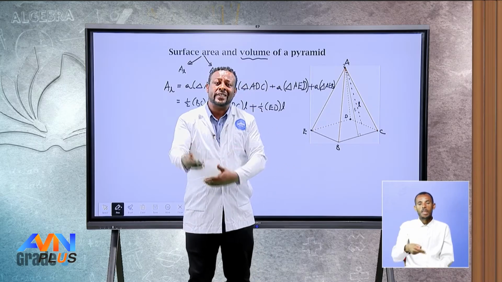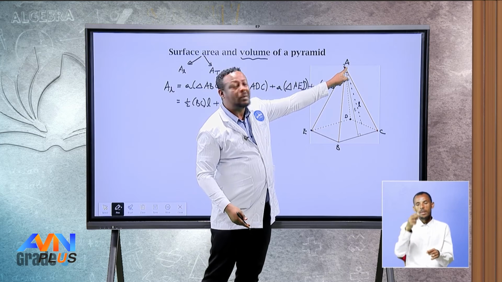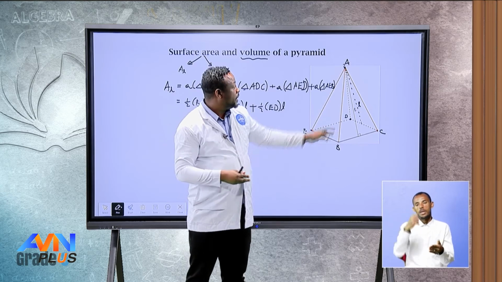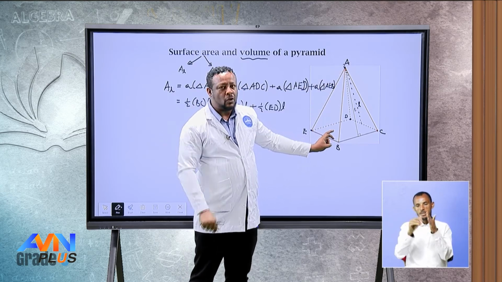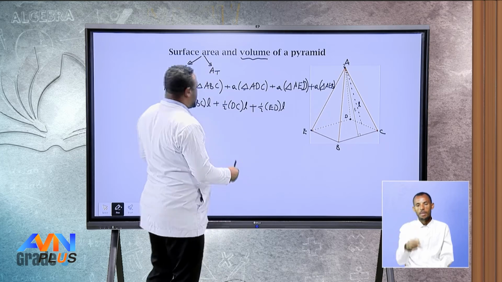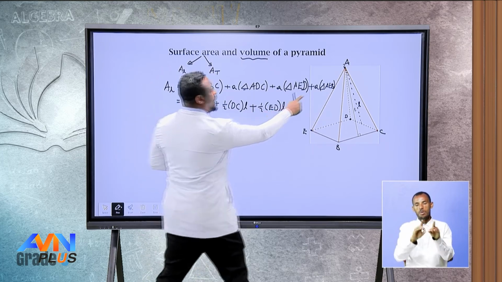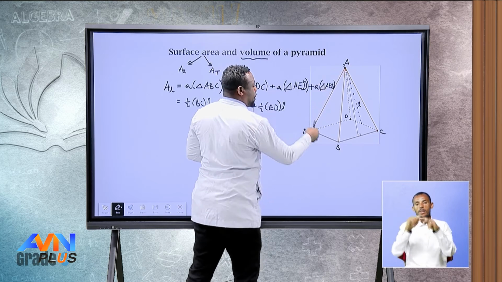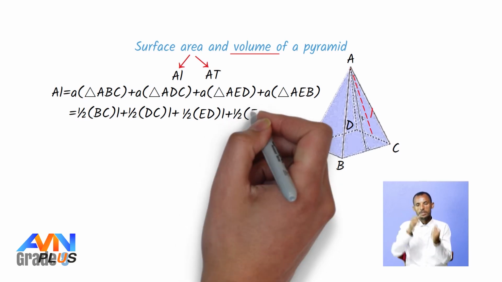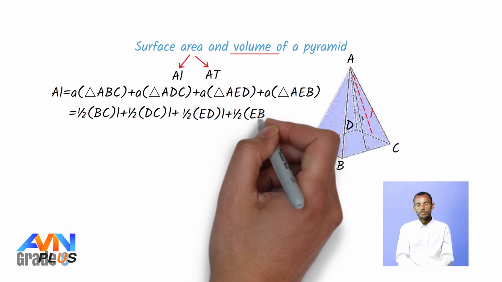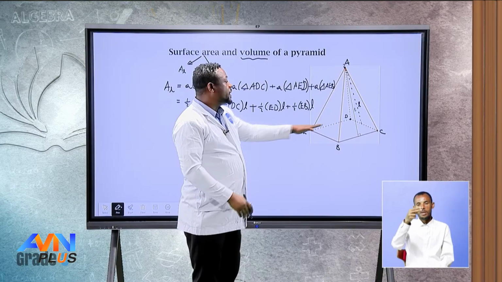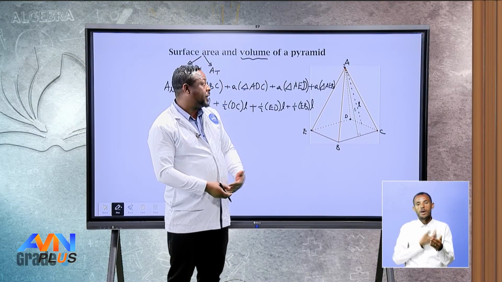Where do we obtain this slant height? By constructing a line segment joining A to ED at some point F, you can call it, and that AF can be a slant height. Okay, so lastly we have one more area, which is about triangle AEB. Triangle AEB is half of the base EB times the slant height. In all these cases, our slant heights are the same.